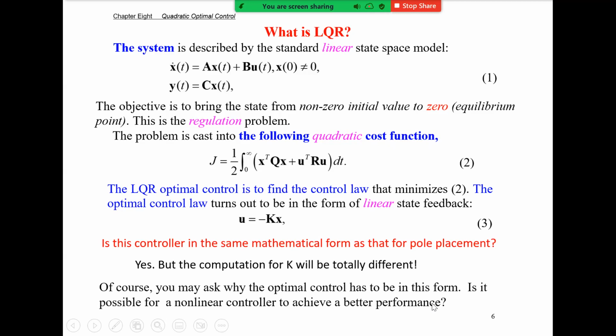Of course, you may ask, why does the controller which minimizes this cost function have to be in this form? Can we use some other form, like a nonlinear controller? Will a nonlinear controller be better than this linear controller at minimizing this? Later today we're going to prove that this is the only solution to minimize this cost function. So later we're going to prove that. All right.